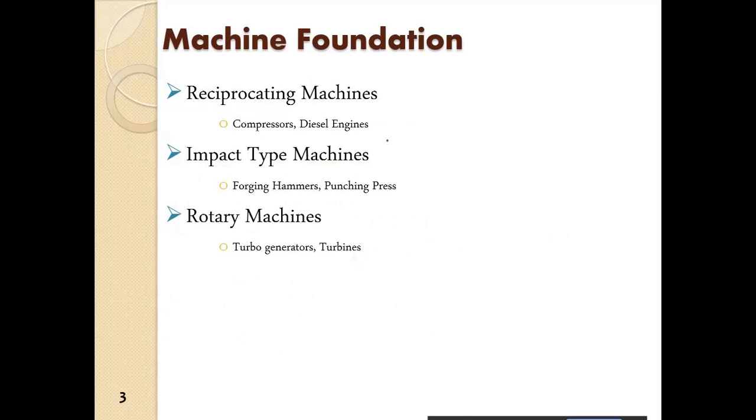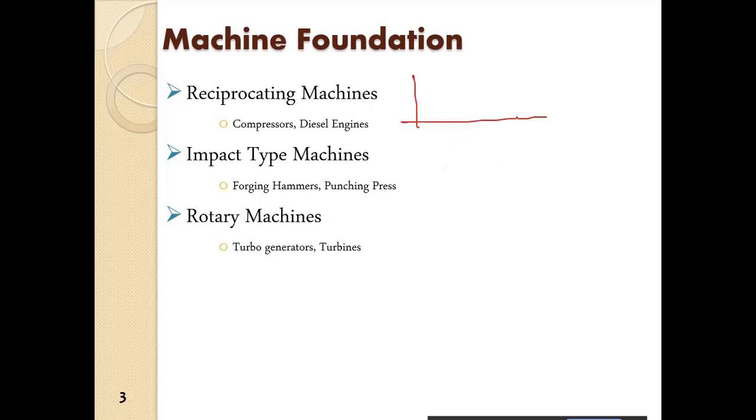We saw that there are various types of machines: reciprocating machines and impact type machines. For rotary machines, the frequency of operation is very high and the dynamic loads are comparatively lower than for reciprocating and impact type machines. In impact type machines, the dynamic load is significantly higher than in reciprocating machines, and it is not like the reciprocating machine.